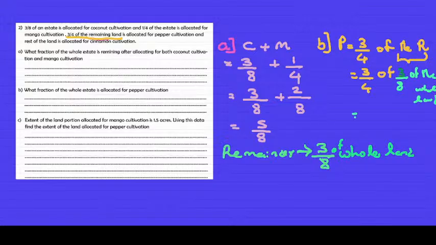Right. So is there a possibility of cancelling? No cancelling. Then simply multiply. 3 times 3 is 9. So that is 9 over 32 of the whole estate. So what is used for pepper? That's 9 over 32, 9 out of 32 of the whole estate.